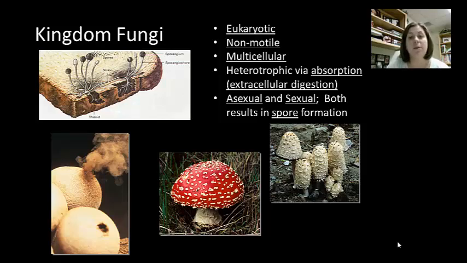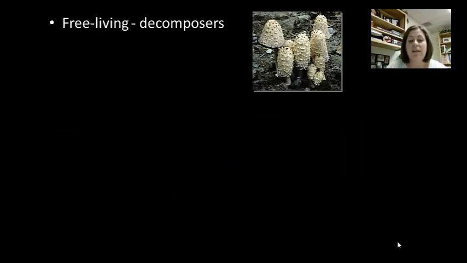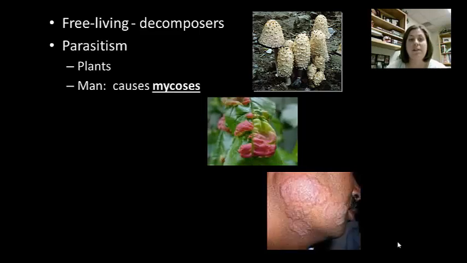Now they can also reproduce asexually or sexually. Sometimes they do both, but it doesn't matter because both result in the formation of spores. Now spores is what they're going to release to grow new fungus. Most fungus are free living and they feed on dead organic material, which makes them very important to the ecosystem since they recycle nutrients. Others, however, are going to be parasites and they cause diseases in plants and animals. Now, human fungal infections are known as mycoses, which we will discuss a little bit later in this lecture.